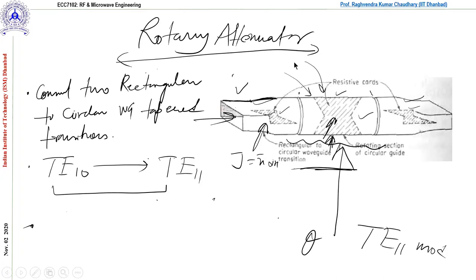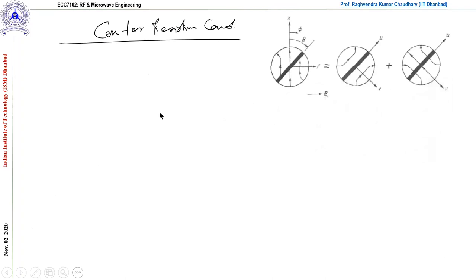Fine. Now let us try to understand this fact. Particularly this resistive card, you can see this thick black line is the resistive card, correct? And it is oriented at some angle, okay? And this angle is, let's say, theta, fine? This angle is theta, and this is relative to the direction of the electric field, which we are going to get from the TE11 mode. So this is the E direction, okay?